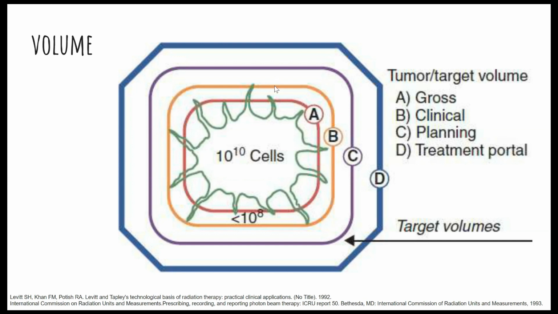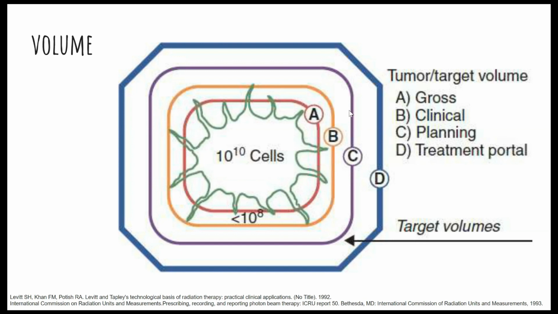So after this, we know this is the area that we can see, but a region beyond this tumor is having tumor cells, but less than 10 to the power 10, around 10 to the power 8 or even less. So in this area you cannot visualize the tumor cells by the naked eye. You can visualize them only microscopically. So this area of microscopic disease spread is then delineated, and here it's labeled as B, the orange line, and is known as the clinical target volume or CTV.